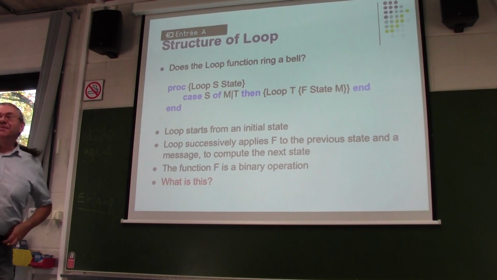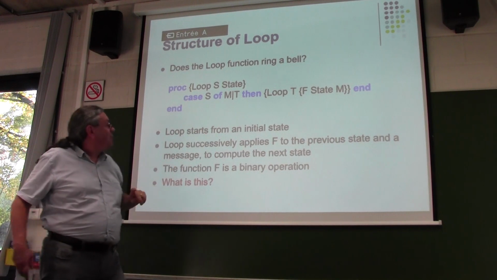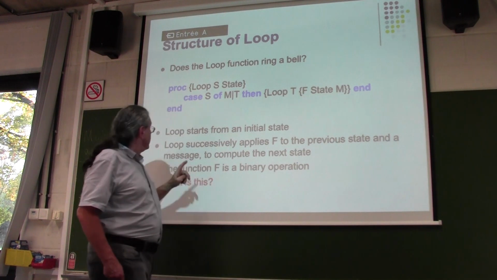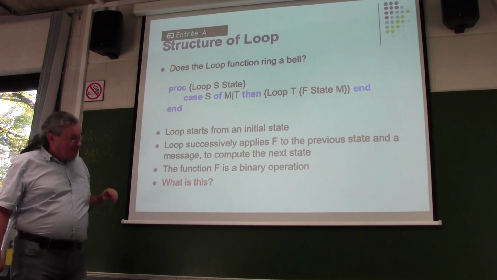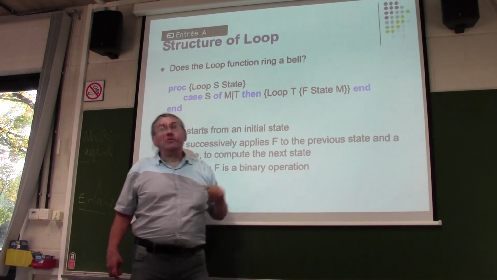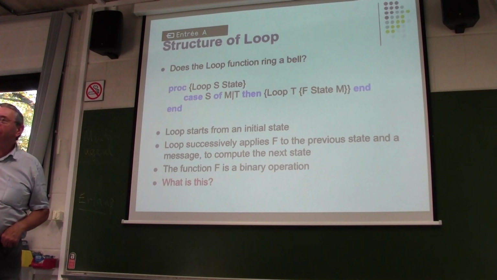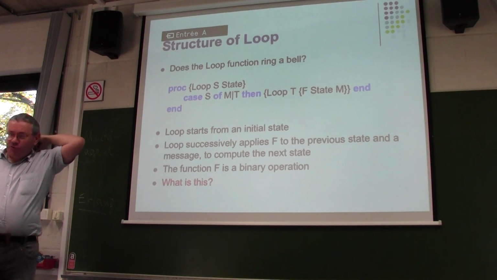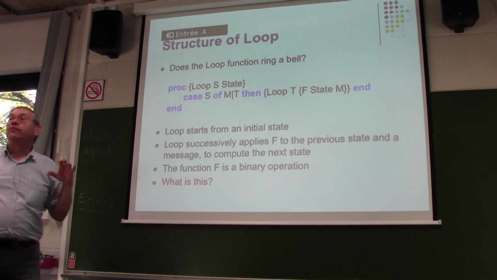We've actually seen this function before. It starts from the initial state. It successively applies F to the previous state and a message, which comes from a list, to compute the next state. This function F is a binary operation. I've told you that this is a very important function. Well, this is one example where it's used. It's also used in big data. It's one of the fundamental higher-order functions.